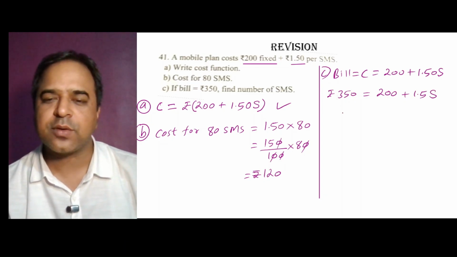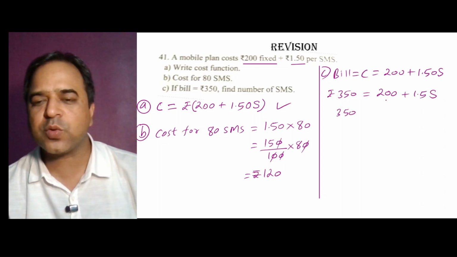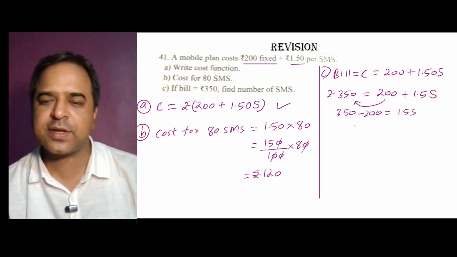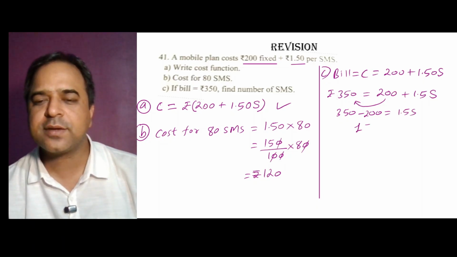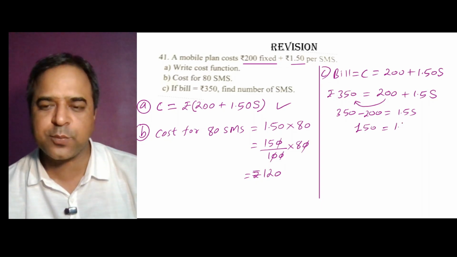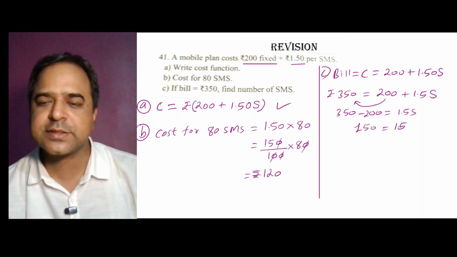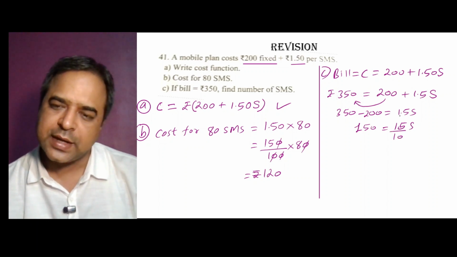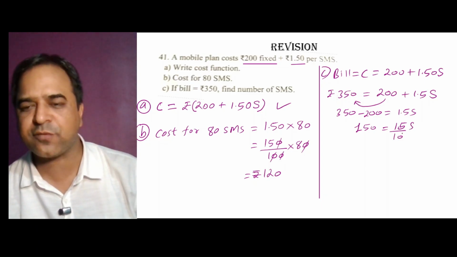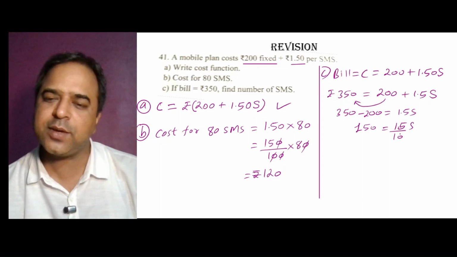Okay. So now this is 350. 200 will come on this side and it will get a negative sign. So 1.5 S. 350 minus 200 will give you 150, which is equal to 1.5 S. This 1.5 can be written as 15 upon 10. What did I do here? I just converted this decimal point into its fractional form, and that too improper.